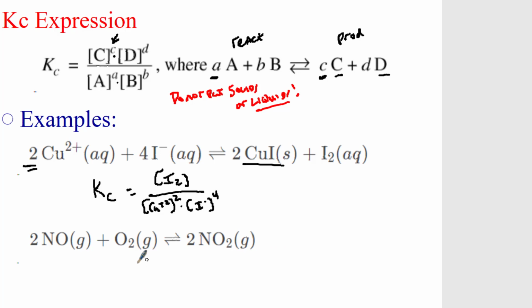Let's take a look at one more example for your K expression. We're going to put our products on our numerator. Our product is NO2 gas, and there are 2 of them, so I'm going to square it. Again, don't put solids or liquids in there, but put aqueous or gases in there, because those can have concentration. Now I'm going to go to my reactants, which go in the denominator. I'm going to put the concentration of NO squared, times the concentration of O2 to the 1st power. And that would be my K expression for this equilibrium reaction.